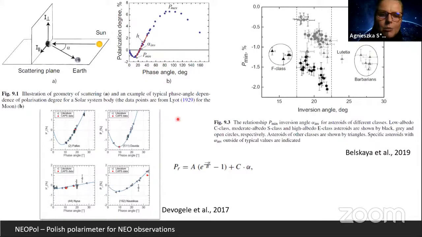As in one of the examples. And this equation is again an empirical equation that describes these different polarization curves. So the dependence between the polarization degree and the phase angle.